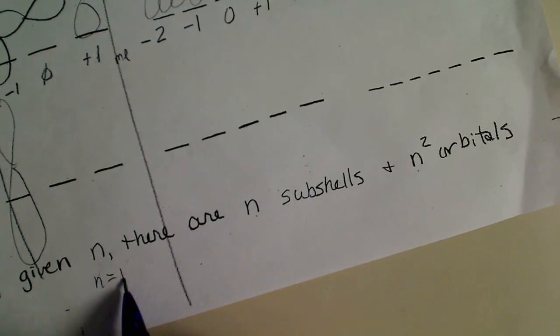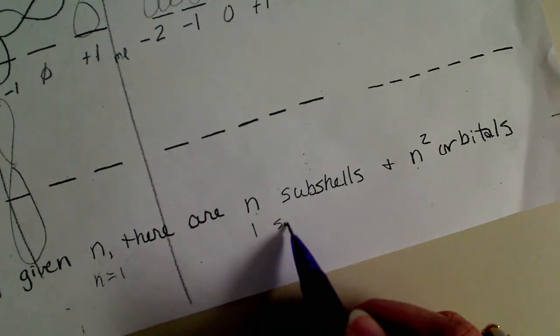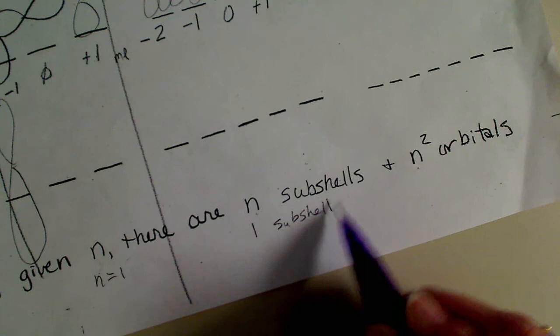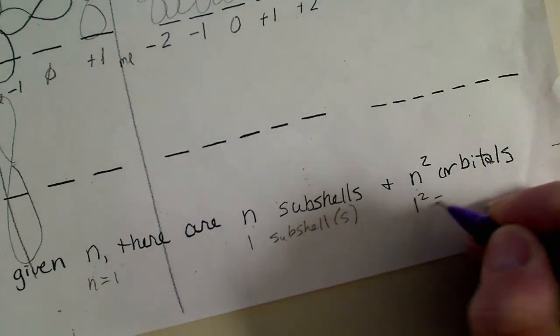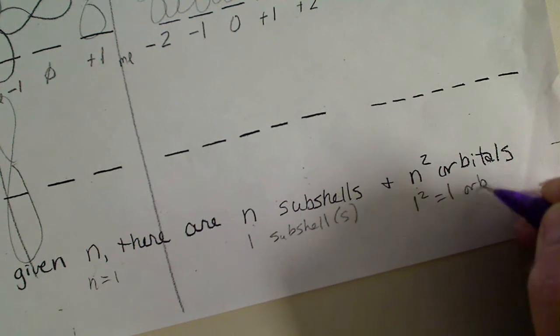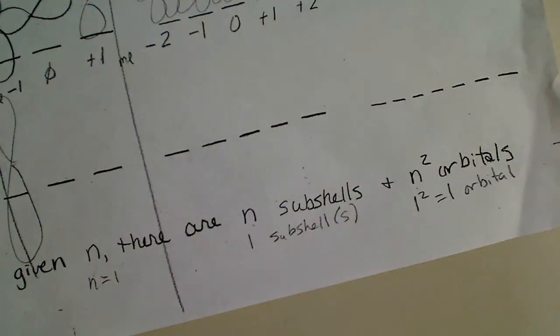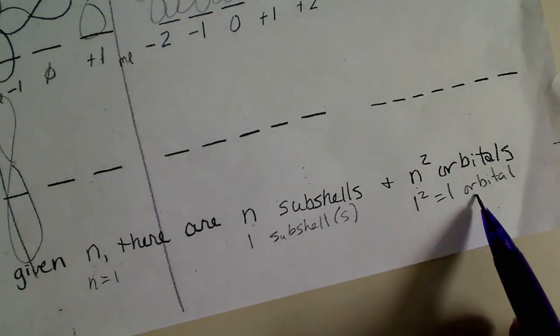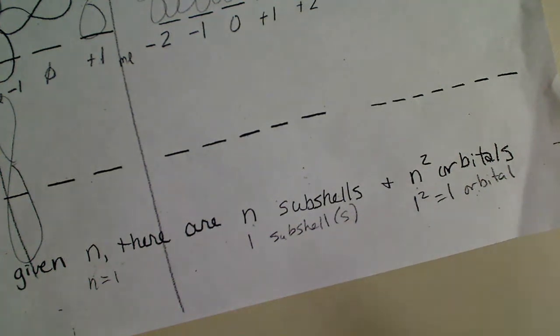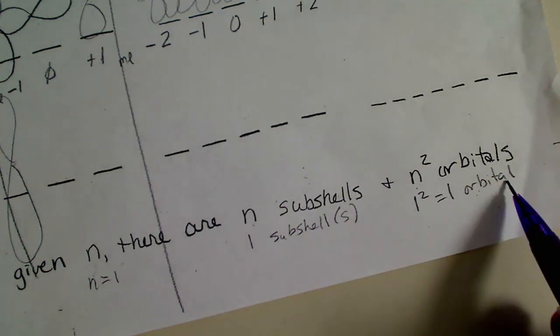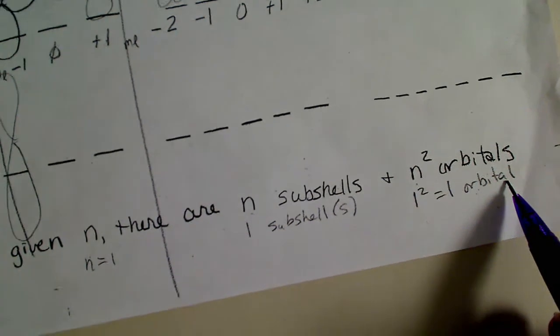So when n equals 1, there's 1 subshell, and that's the s subshell, and there's 1 squared, which is 1 orbital. So that's why hydrogen and helium are stuck at the top of the periodic table, just 2 atoms there, because there's only 1 orbital. So hydrogen has 1 electron in that orbital, and helium has 2 electrons in that 1 orbital. You may remember 2 is the maximum number.